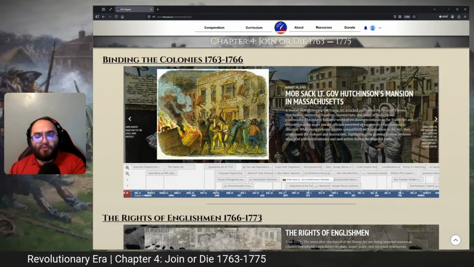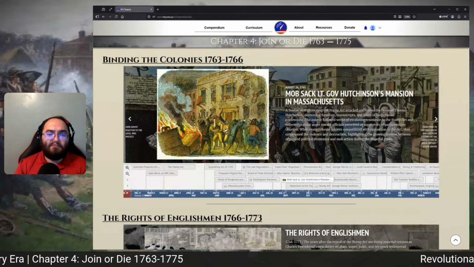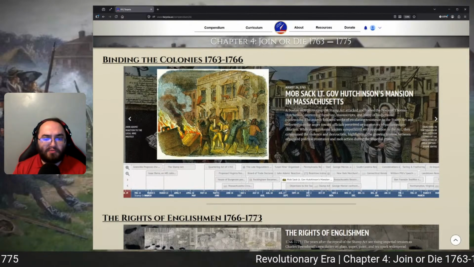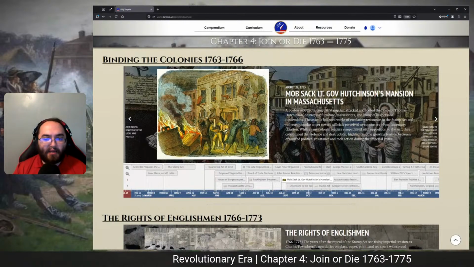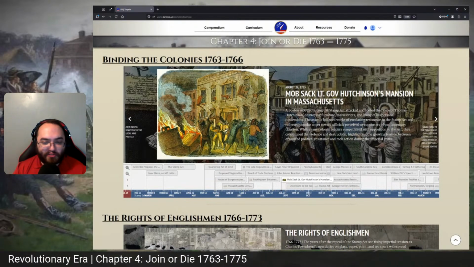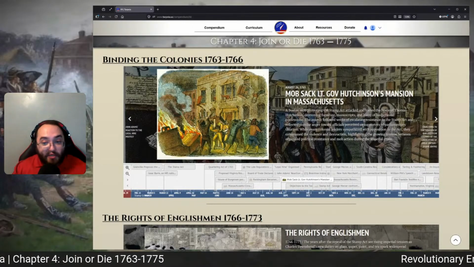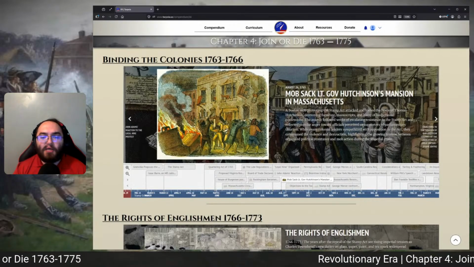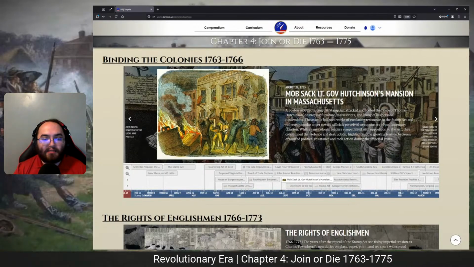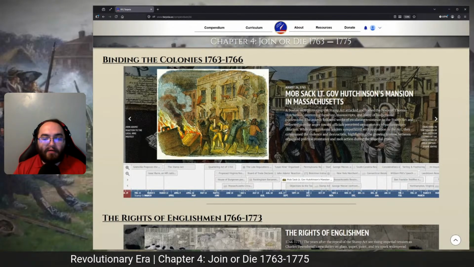And then pretty soon after, in August of 1765, the mob, pretty much the same mob as the protesters of the Loyal Nine, will sack Lieutenant Governor Hutchinson's mansion in Massachusetts. So the governor, or at least the lieutenant governor, is Hutchinson, and his house, his mansion, will be attacked and vandalized by protesters.